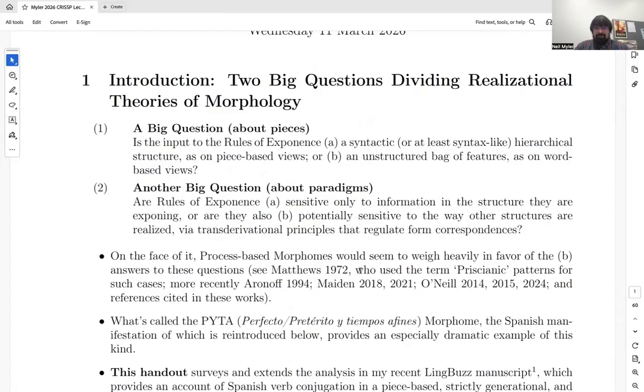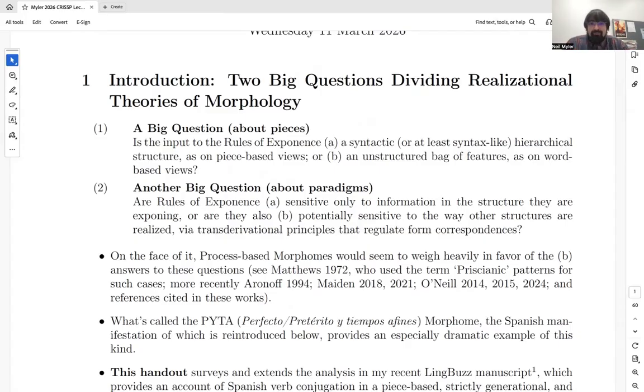This is certainly what Peter Matthews thought. He used the term Priscianic patterns for such cases after Priscian, who was I think a 6th century grammarian who wrote a textbook on Latin, which, for pedagogical purposes, made use of process-based morphome type generalizations.